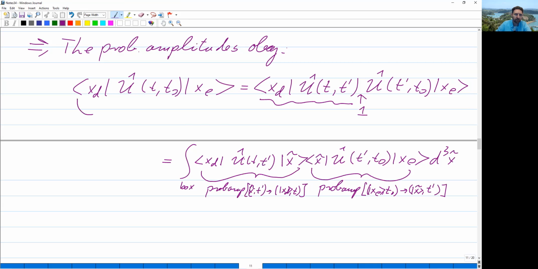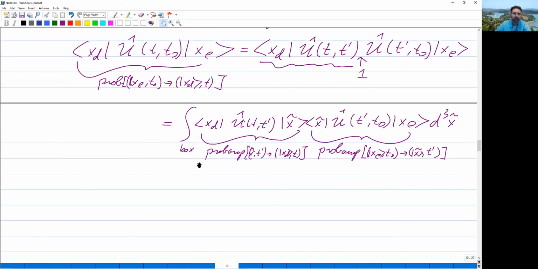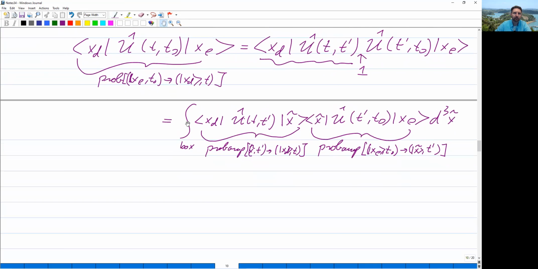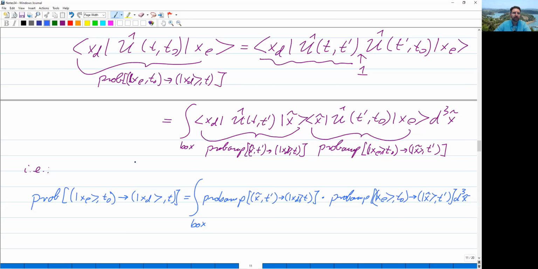And this, of course, is the probability for the particle to travel from xe at time t naught to xd at time t. Okay, let me write that equation nicely again. And since this takes a little while, I will just magically do this. You see how quickly this can go with magic? So we have here that the probability, sorry, made a mistake, wasn't so magical after all.